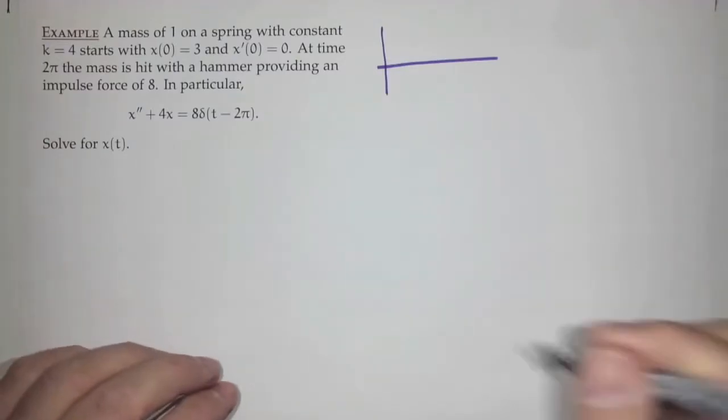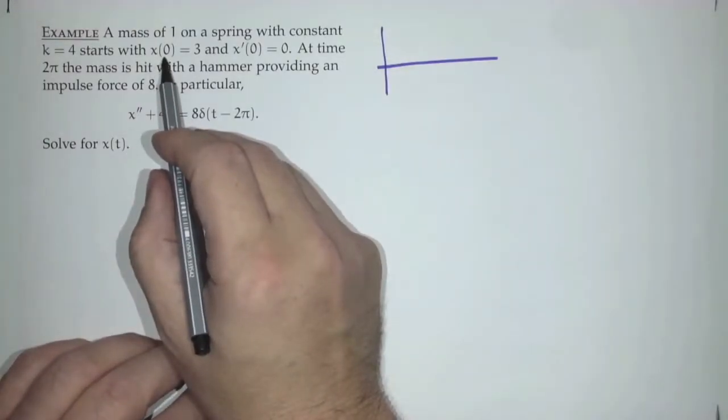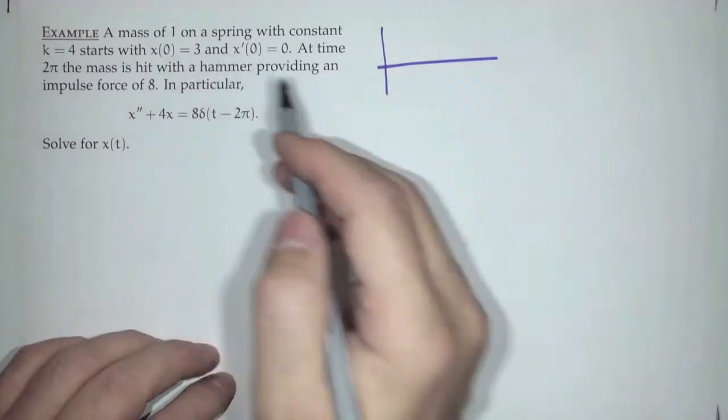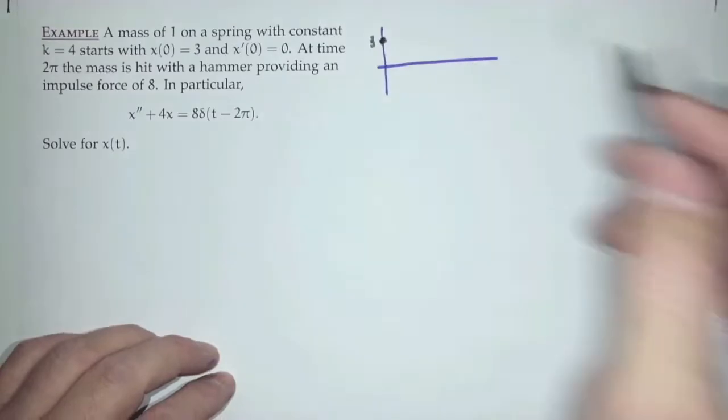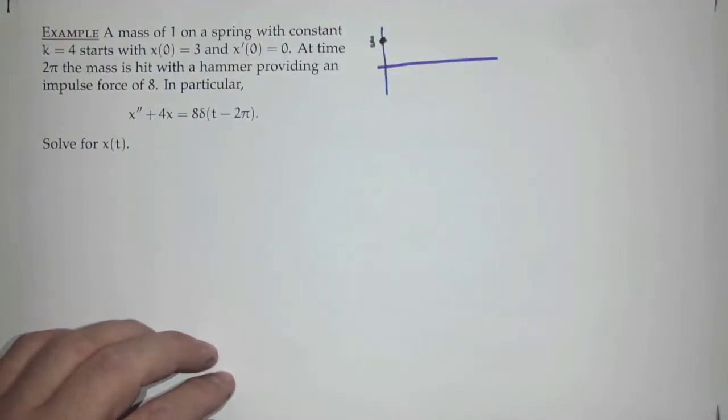So notice it says x of 0 equals 3, x prime of 0 equals 0. So what it is you came and you pulled your spring and stretched it to 3, and there's no velocity. It's just at position 3, and you release. So if you release your spring, what's going to be happening?